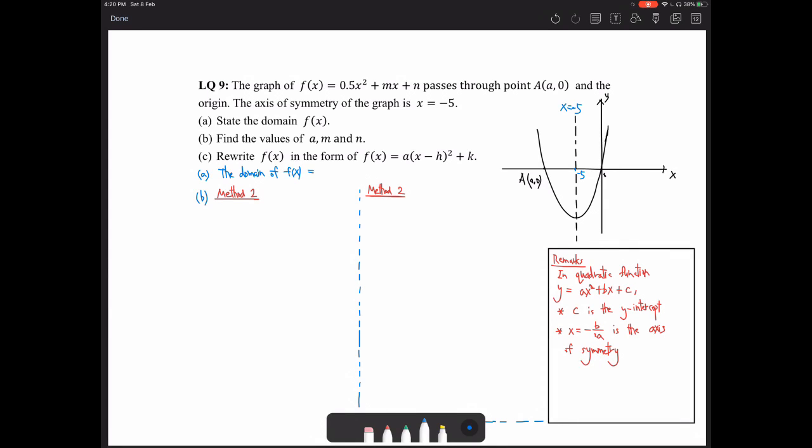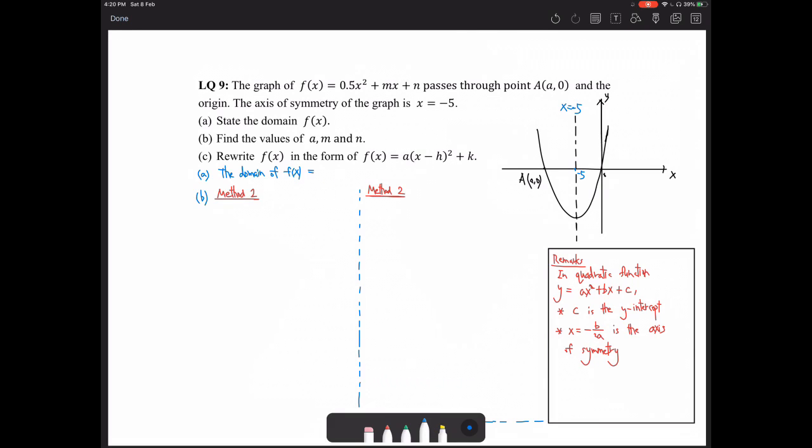Okay, question 9. The graph of f of x equals 0.5 x squared plus mx plus n passes through point A and the origin. The axis of symmetry of the graph is x equals -5. Part A. State the domain of f of x.